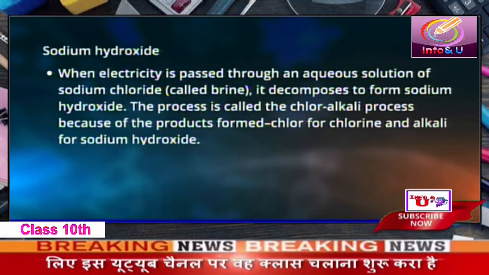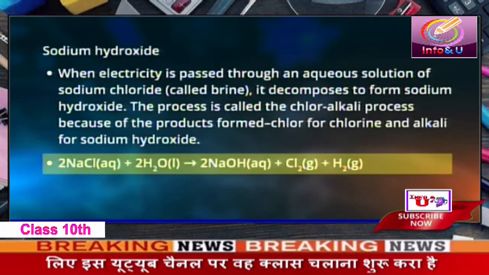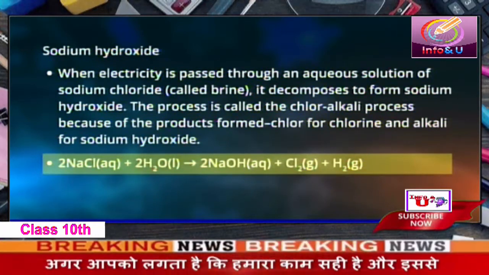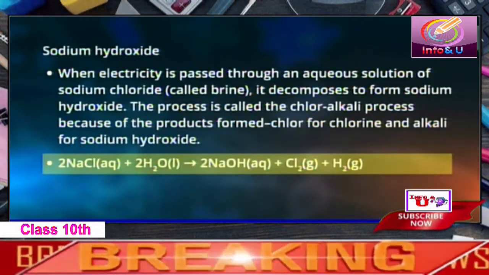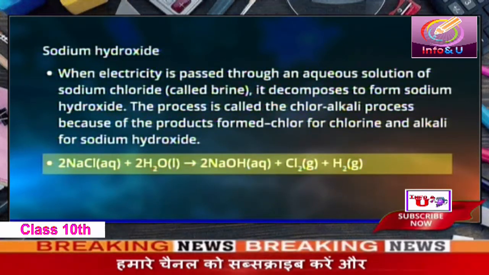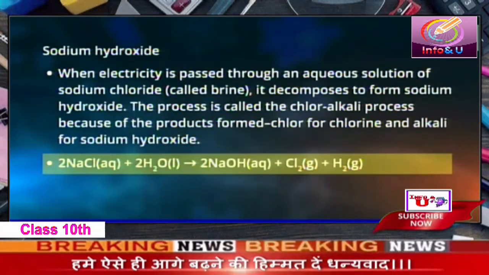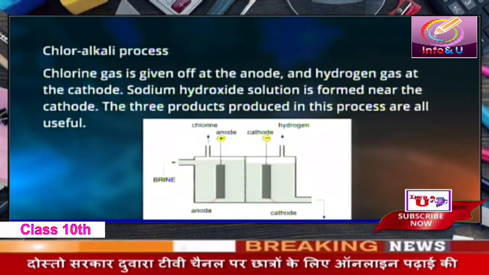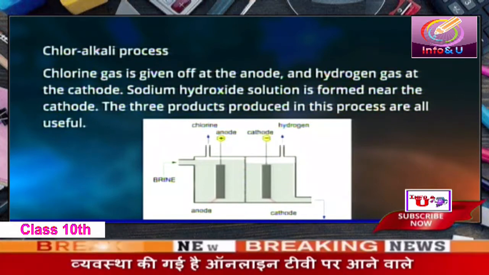is alkaline in nature. The reaction taking place in the cell is sodium chloride aqueous, and because it is aqueous, there is water. When electricity passes through it, it gives you NaOH aqueous, chlorine gas and hydrogen gas. So, in the chlor-alkali process, the chlorine gas is given off at the anode, and what happens at anode?